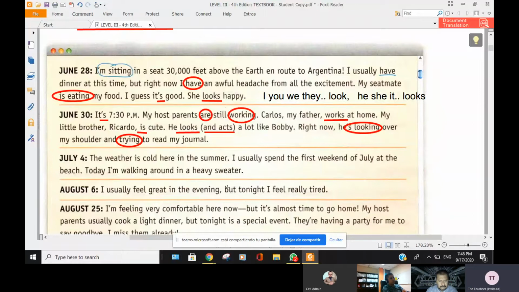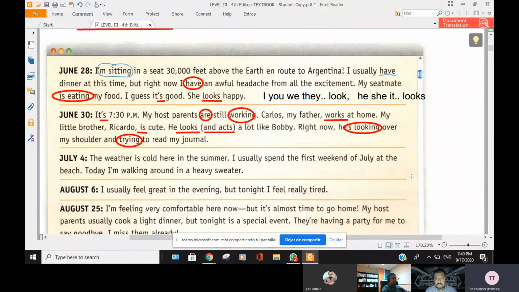And then my little brother Ricardo is cute. That's always, that's a regular occurrence. The verb be in the present. He looks and he acts a lot like Bobby. So again, that's every day. Every day he looks and acts like Bobby. Right now, and this helps us because it says right now, he is looking over my shoulder and trying to read my journal. So that is happening right now.